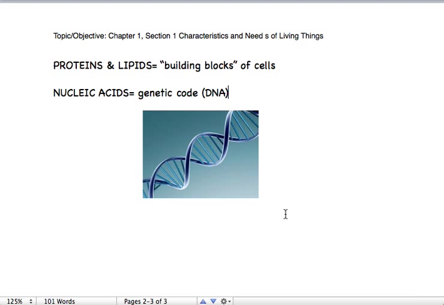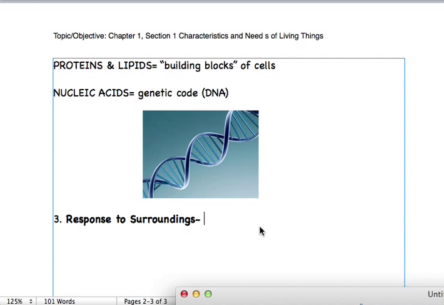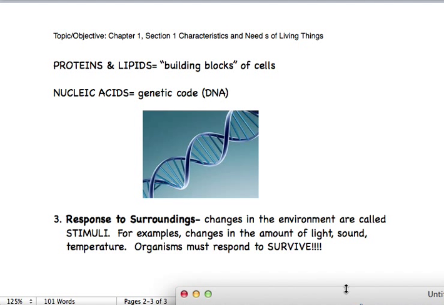Okay. The next characteristic of living things, number 3, is response to surroundings. Living things respond to their surroundings. When there's a change in the environment of a living thing, and anything that is outside of that living thing, so if it's a cell, anything outside the cell membrane, or if it's a dog, anything that's not inside the dog is going to be its environment. And a change in the environment is called a stimulus. So if we make that plural, changes in the environment are called stimuli.